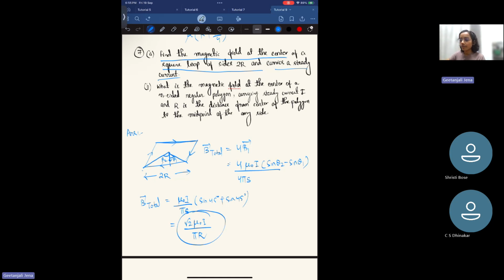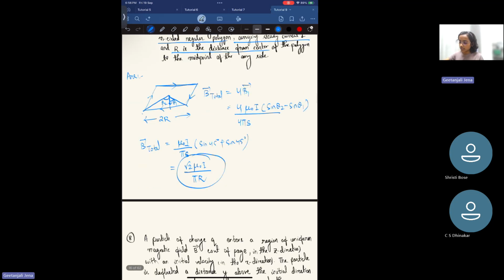This is for the square loop. Now, in the second part, it's an n-sided regular polygon. Regular means all sides are equal. So, an n-sided regular polygon carrying a steady current I, and R is the distance from the center of the polygon to the midpoint of any side. So you need to find out the field for this case.